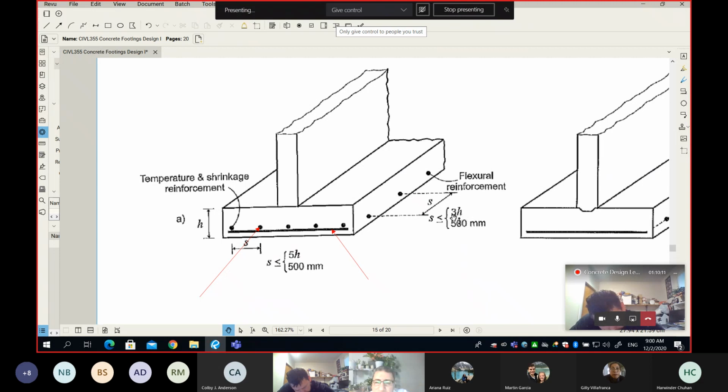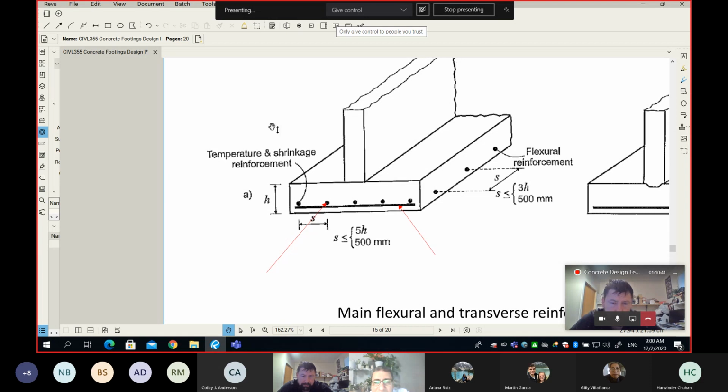If you remember, for example, we talked about the spacing between the rebar in the main direction. Can we use any spacing? Can we space our rebar 600 mil, 700 mil, 800 mil, 1 meter? No, we can't. You have to find the minimum of two numbers, which is 3 times the thickness of the slab or the footing, or 500 mil. You take the minimum of those two numbers, and this will be the maximum spacing.